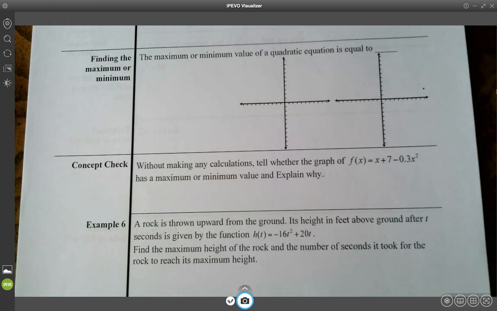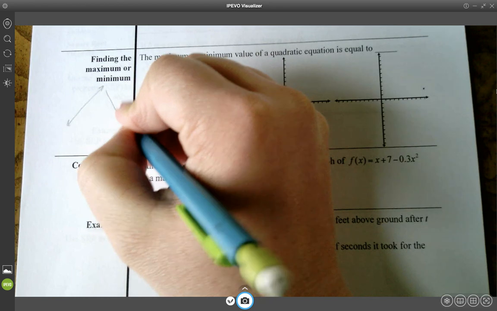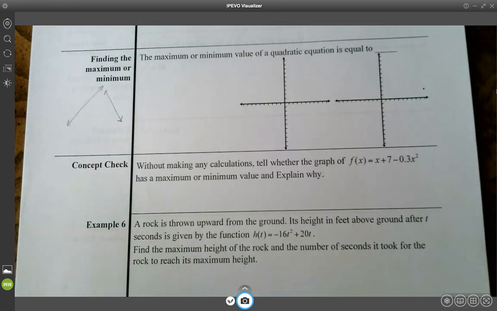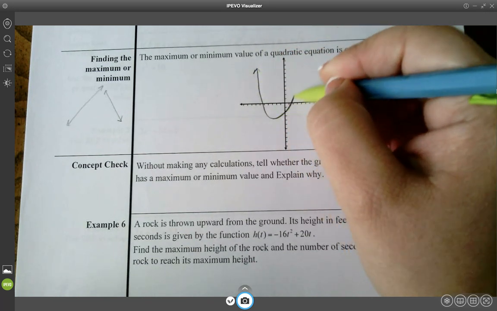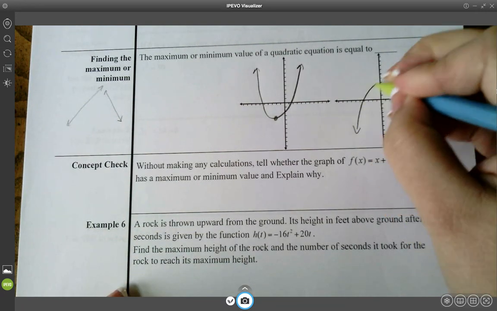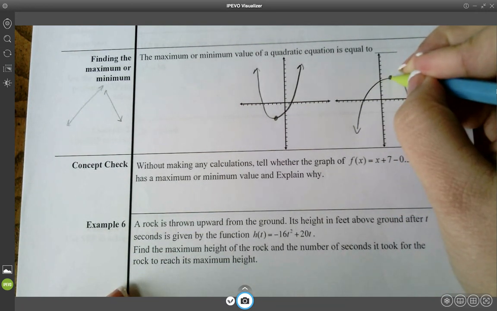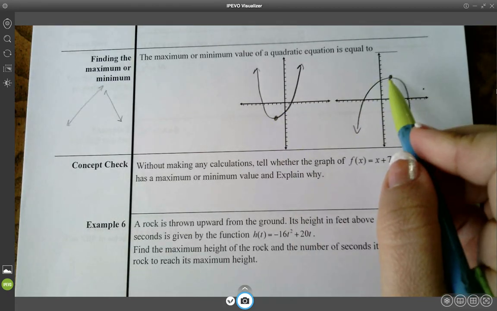Okay, our next section, our last thing that we're going to look at today, is finding the maximum or the minimum. So when we were looking at linear functions, there was no maximum or minimum because a line is always increasing or always decreasing, and so there's no top or bottom point. However, when we're looking at parabolas, we can have an upward-facing parabola, which does have a bottom point, or we can have a downward-facing parabola, which does have a top point. And therefore, we'll have a maximum or minimum for any quadratic function.